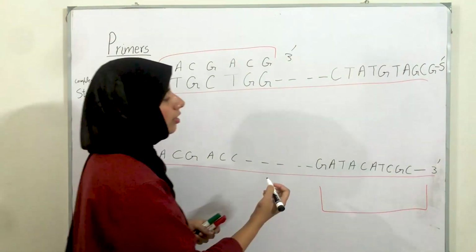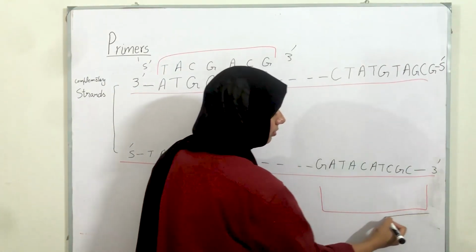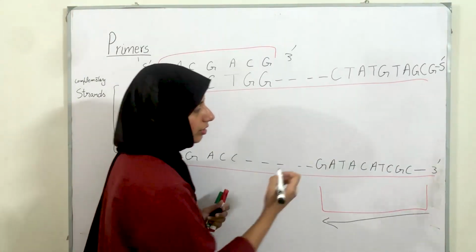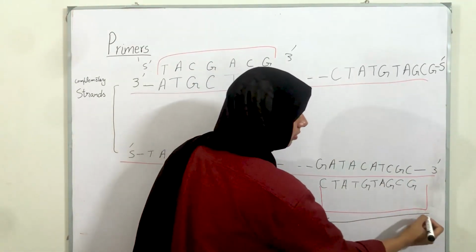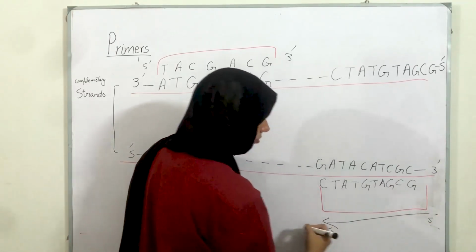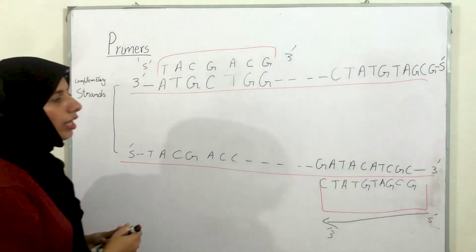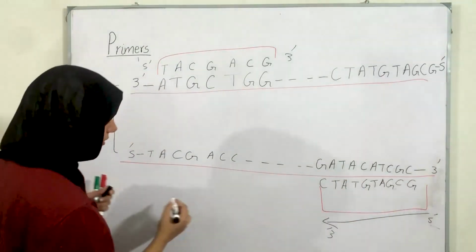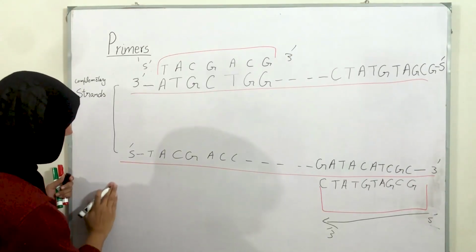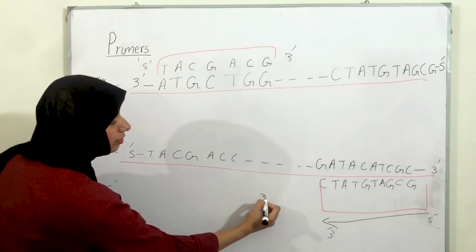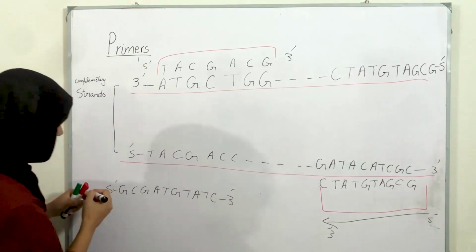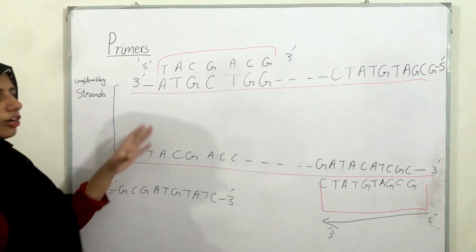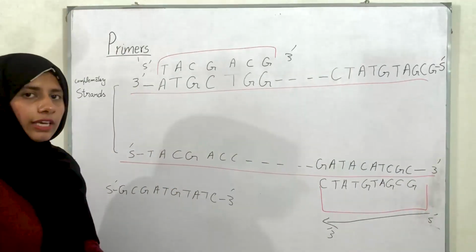Next we have the reverse. We'll start making our primer from the reverse direction. So this primer is from 5 prime to 3 prime. Now what you're going to do is invert it into the 5' to 3' direction. So this is your reverse primer. That's how you can design your primers manually.